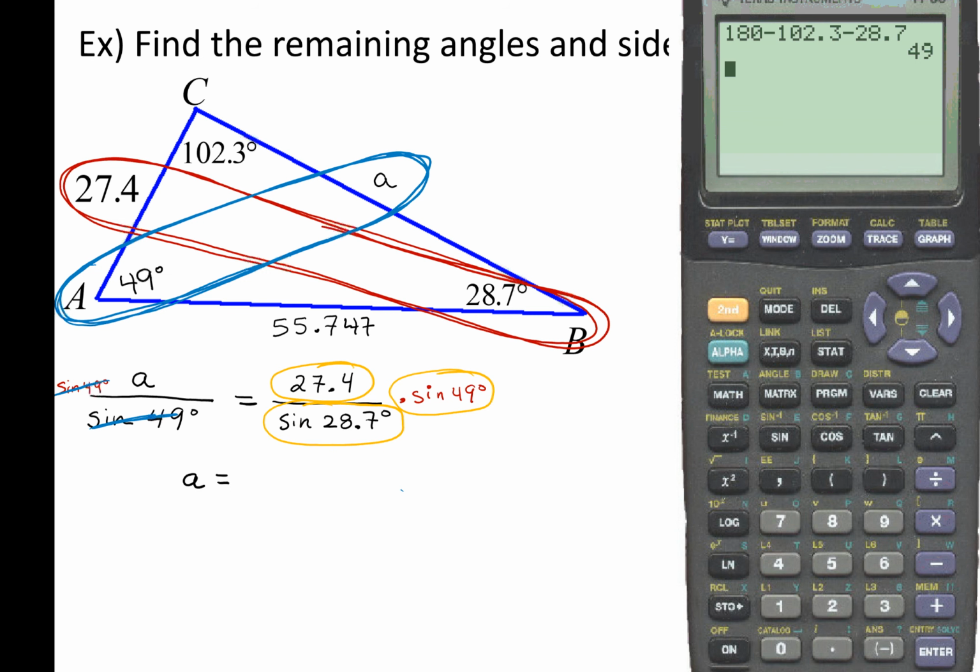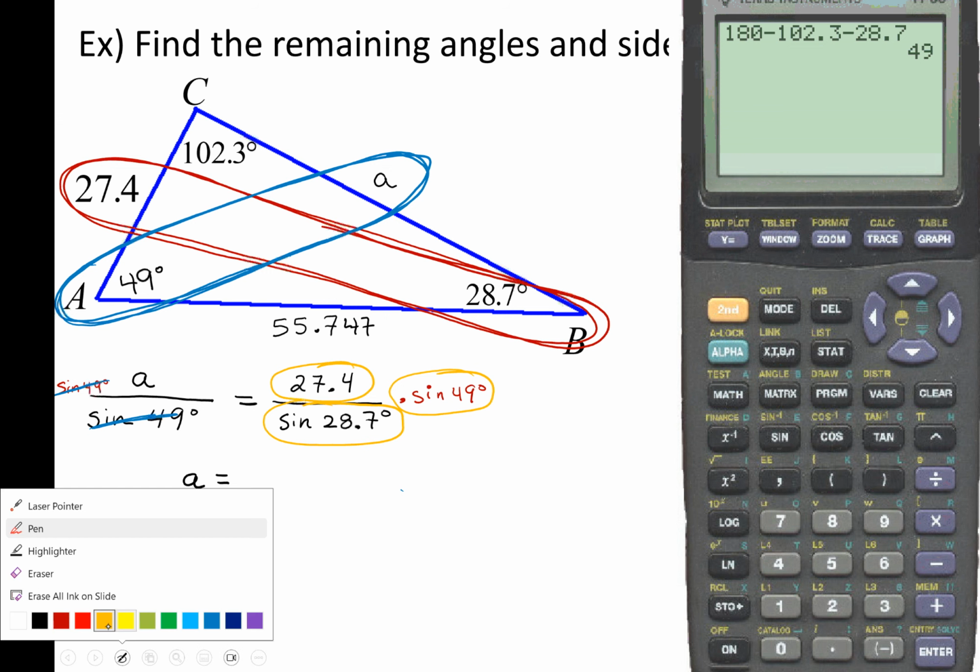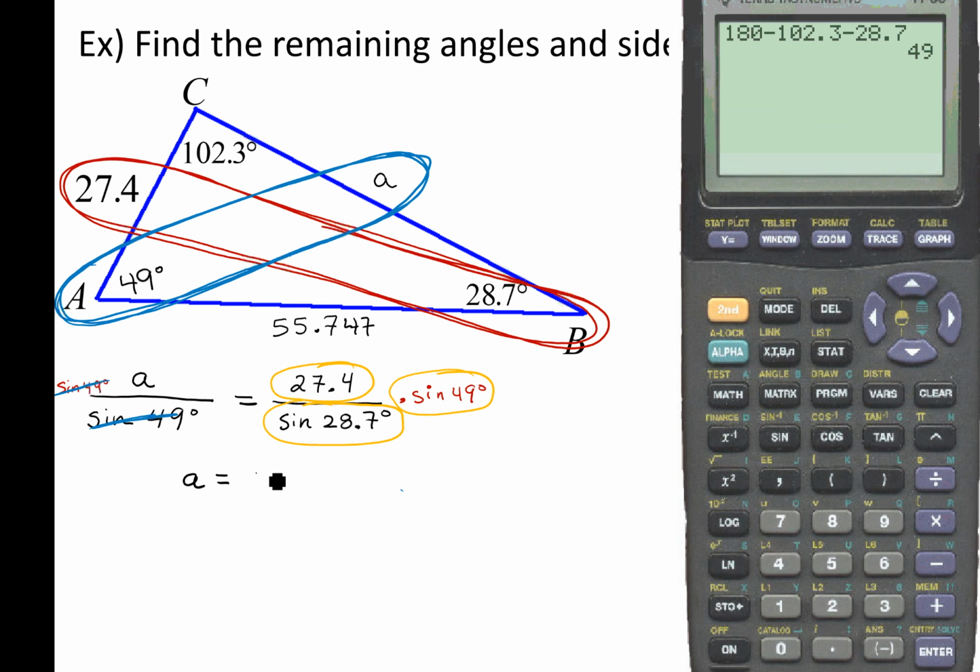Just exactly like how I read it, exactly like how you see it on your screen or how you wrote it. So you're going to type that into your calculator. I'm going to write it one more time. So A is equal to 27.4 times sine 49 degrees divided by sine 28.7 degrees. And you're going to type it just like that in your calculator. You may want to put a parentheses around the top just to make sure that that information stays together on top.